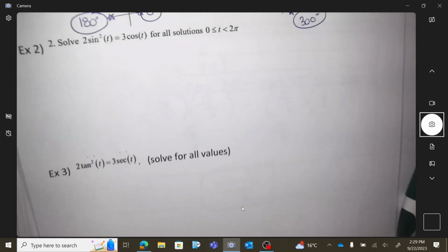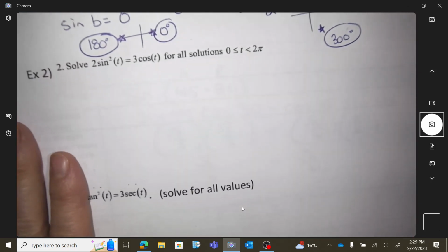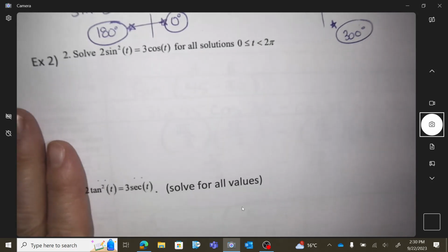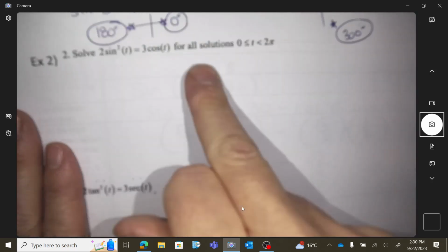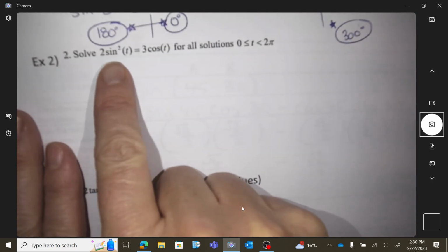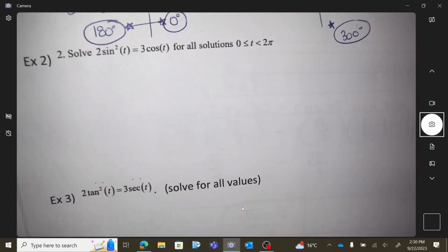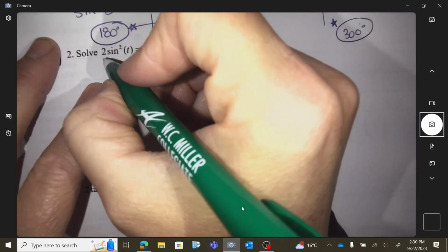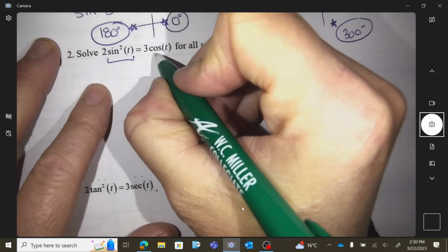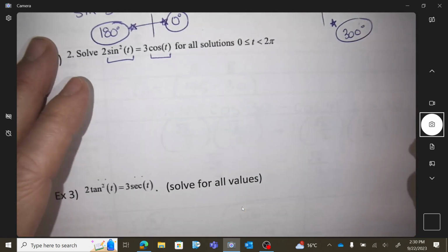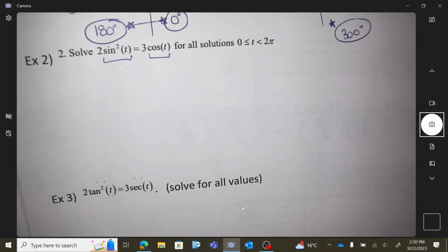Okay, number 2. I can't solve this as it is right now because I have sines in this, cosines in this. It's weird like that. Can I make any replacement? So can I replace sine squared with something? Can I replace cos with something? Which one of those two could I replace with?